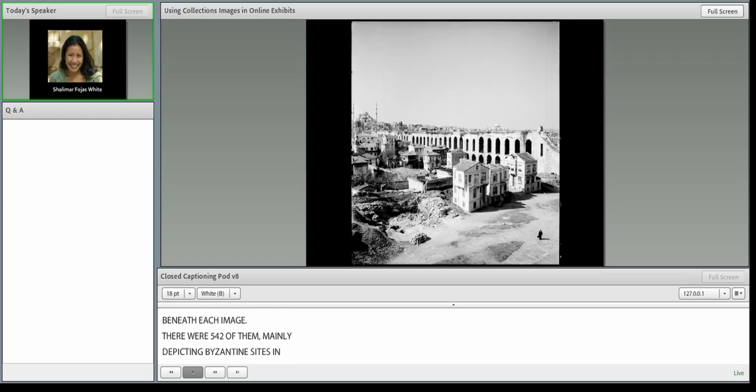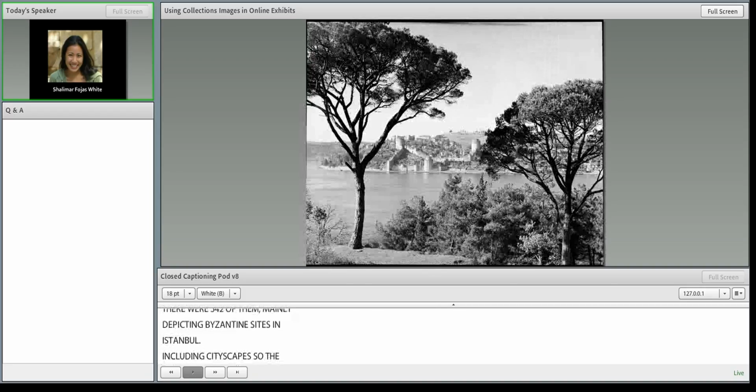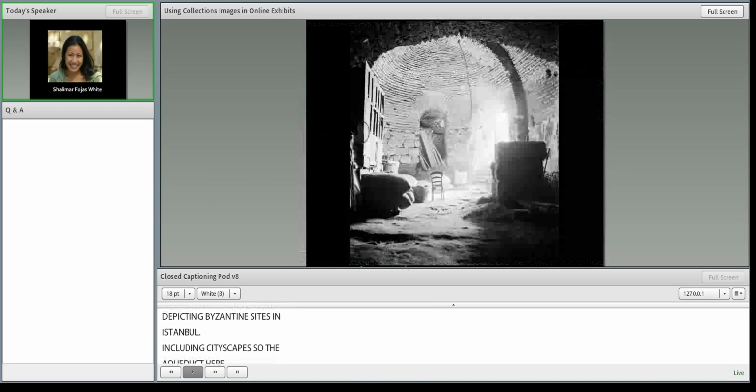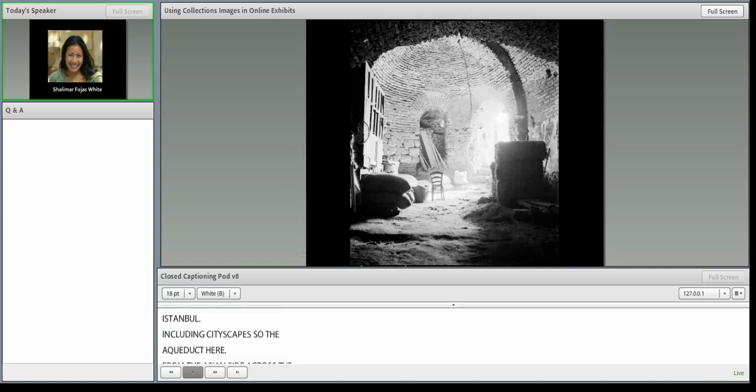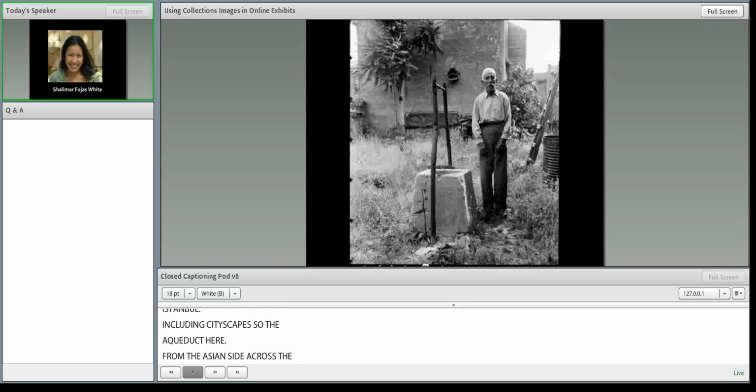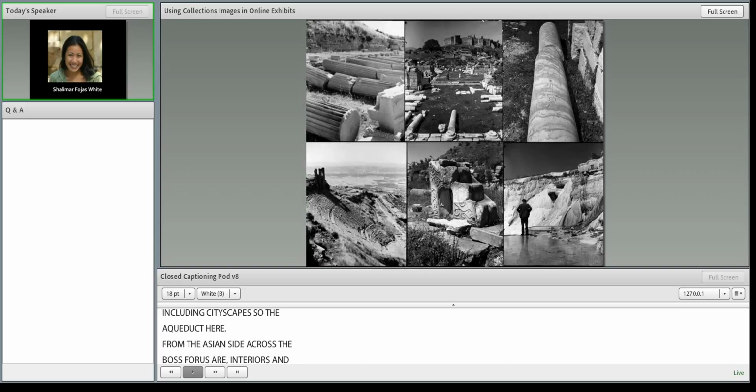including cityscapes, so the Aqueduct of Valens here with Hagia Sophia in the far left distance, from the Asian side across the Bosphorus, interiors, and occasionally people. Artamonoff also ventured further afield to ancient sites in western Turkey, including Ephesus, Priene, Pergamum, and others.